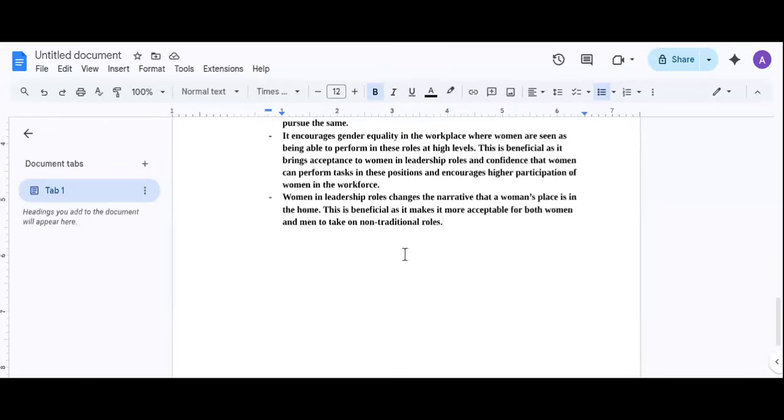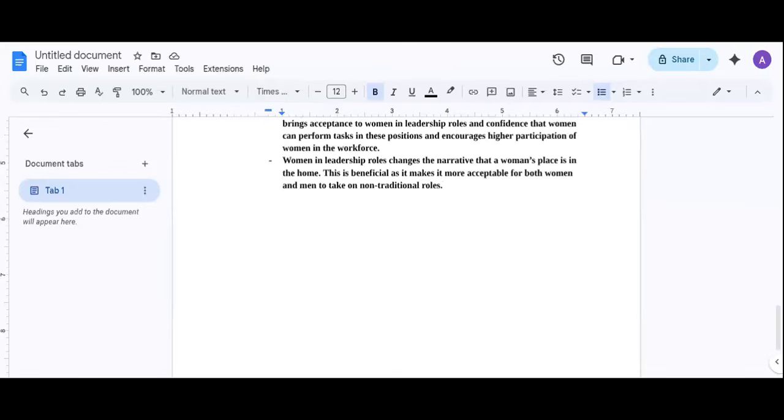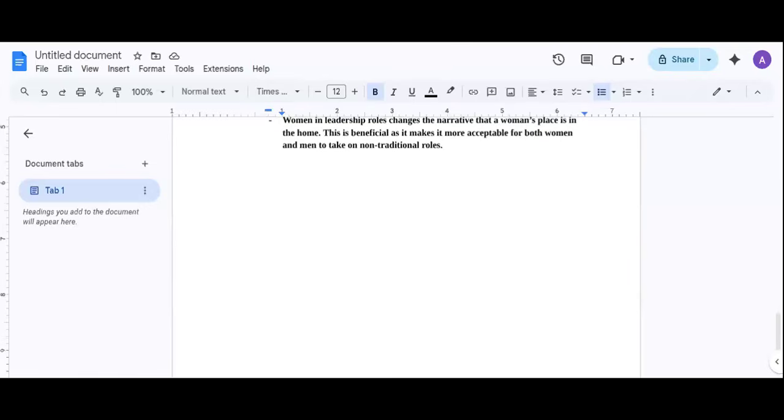And then the third one, women in leadership roles changes the narrative that a woman's place is in the home. This is beneficial as it makes it more acceptable for both men and women to take on non-traditional roles. So this last one especially, we know of this. We know that traditionally women were expected to be in the home. So now that women are able to occupy leadership roles, it shows that no, the woman's place is not in the home. And we can accept that men can pick up non-traditional roles like taking care of the children.